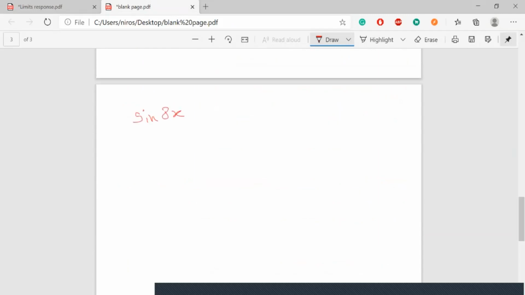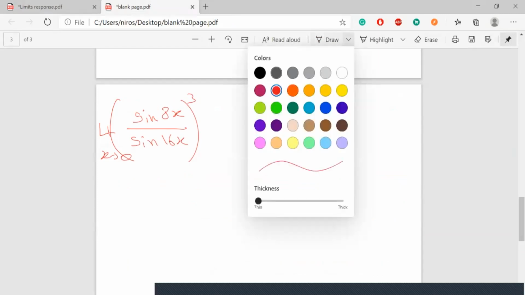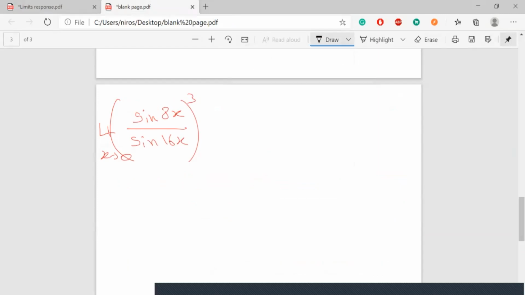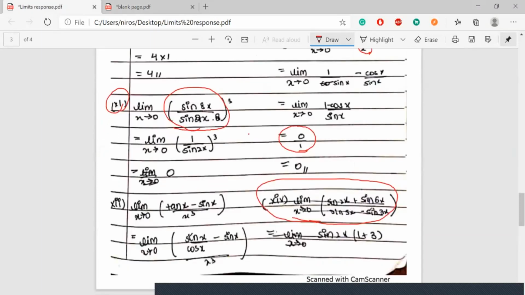Sine 8x by sine 16x whole cube. Right, this is the question, limit x tends to 0. What did you do over here? Tell me.